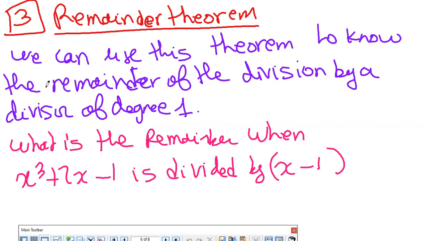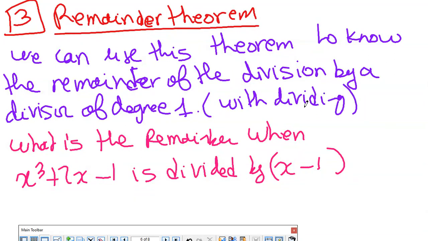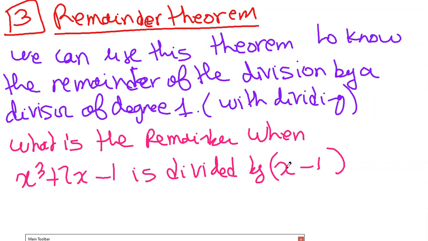What does the remainder theorem mean? We can use this theorem to know the remainder of the division by a divisor of degree 1 without doing the division, without dividing. So what is the remainder when, for example, x^3 plus 2x minus 1 is divided by x minus 1? It's very easy. All we need to do is to replace x by 1, because here the root is 1.